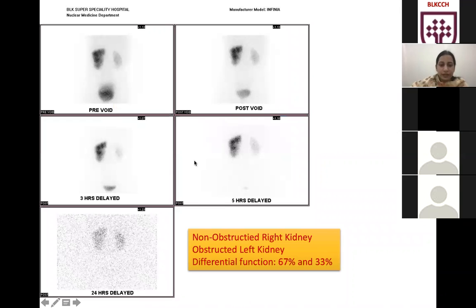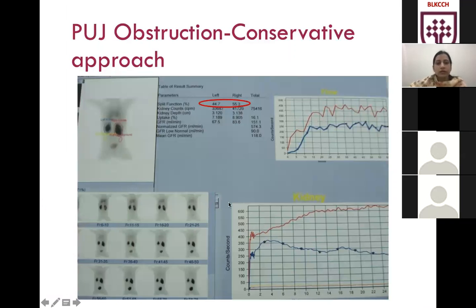And one has to take delayed images when one is suspecting obstruction. So delayed images also showed continued retention of the contrast. So this is a child with pelviureteric junction obstruction, where you can see the graph going up instead of coming down.